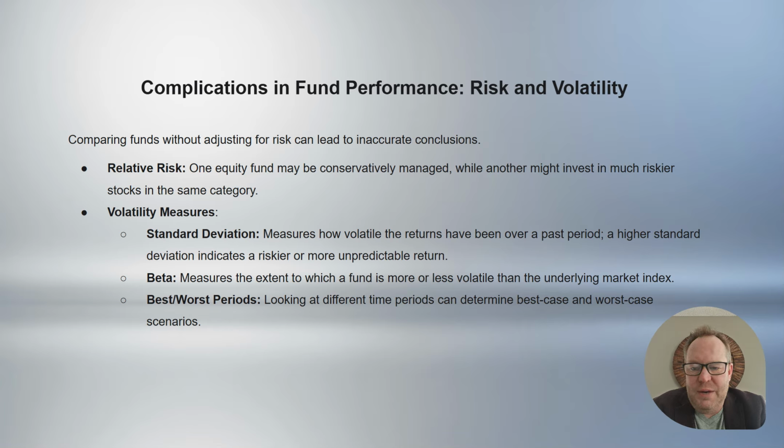So, different volatility measures in regards to comparing mutual funds. Standard deviation measures how volatile the returns have been over a past period. A higher standard deviation indicates a riskier or more unpredictable return. Beta measures the extent to which a fund is more or less volatile than the underlying market index.